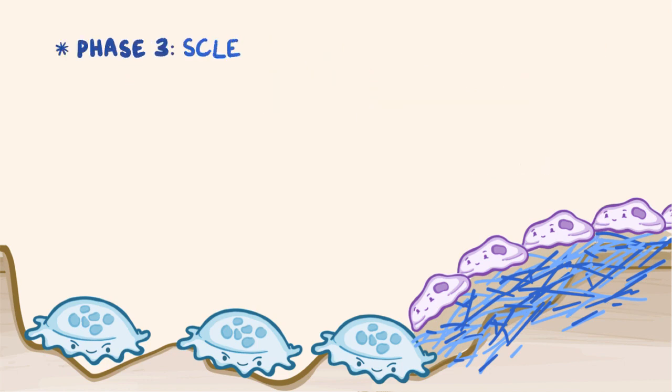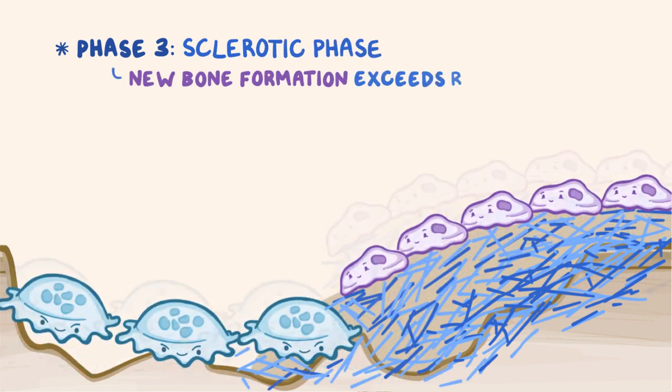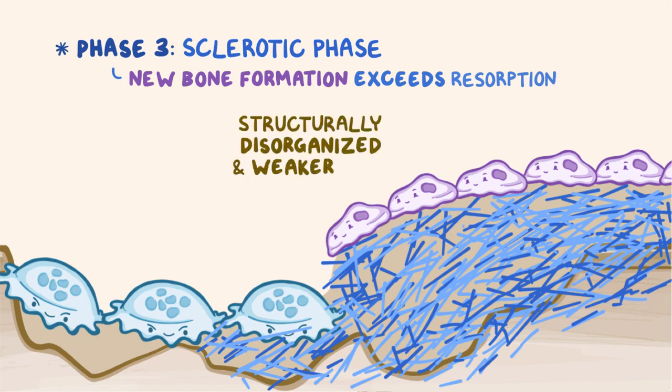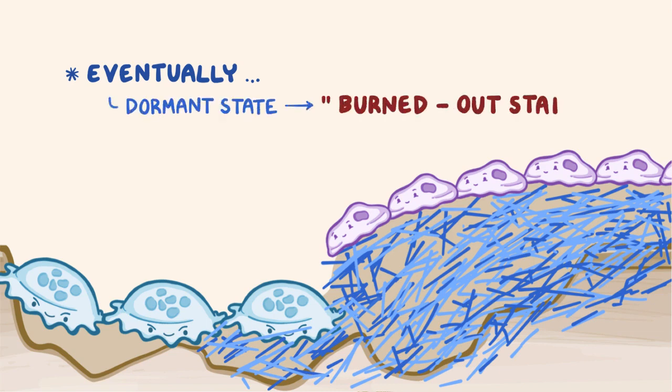Phase 3 is the sclerotic phase, and that's where new bone formation exceeds bone resorption. And the final result is bone that's structurally disorganized and therefore weaker than normal, healthy bone. Eventually, the osteoblastic activity also slows down, and there's a dormant state in the disease, called the burned out state.